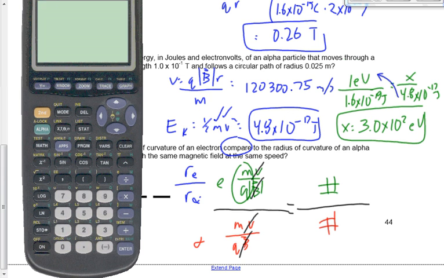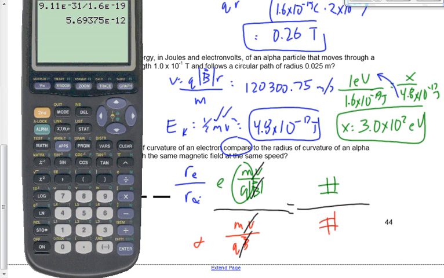The mass of the electron, 9.11 times 10 to the minus 31, divided by the charge of the electron, 1.6 times 10 to the minus 19. Let's get a number for that. So it's 5.69 times 10 to the negative 12 for the green number there. Okay, the mass and the charge of the electron.